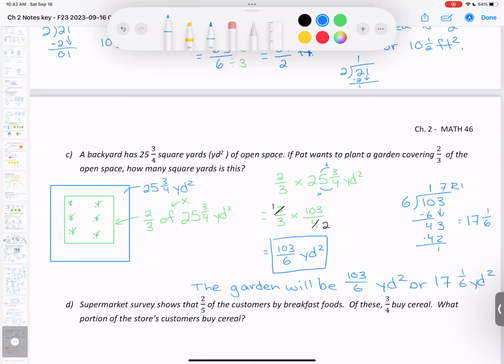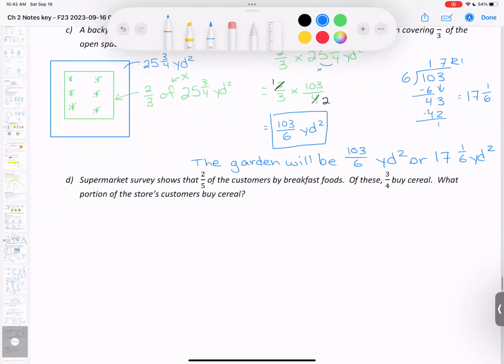Okay, and that seems about right. Always good with word problems to check at the end. Does it seem reasonable? We started with about 26 square yards. We wanted to know what 2/3 of 26 was. About 17 sounds within the realm of normal or realistic.